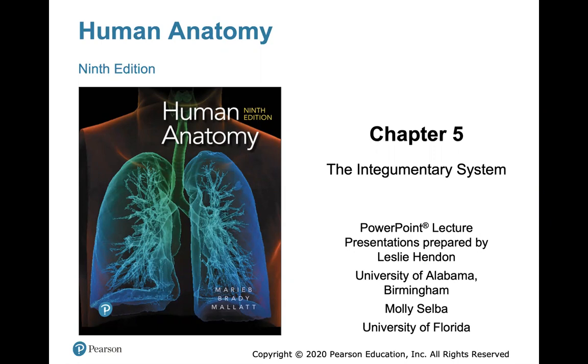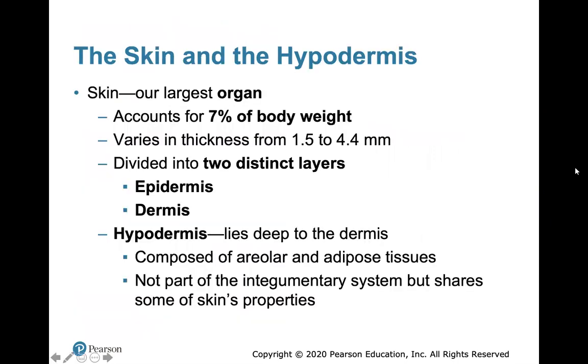It's about the integumentary system, which includes, first and foremost, our skin, which is our largest organ. It accounts for about 7% of our body weight. It's divided into two distinct layers, the epidermis and the dermis. The hypodermis lies deep to the dermis, and it's composed of areolar and adipose tissues. It's not part of the integumentary system, but it does share some of the skin's properties.